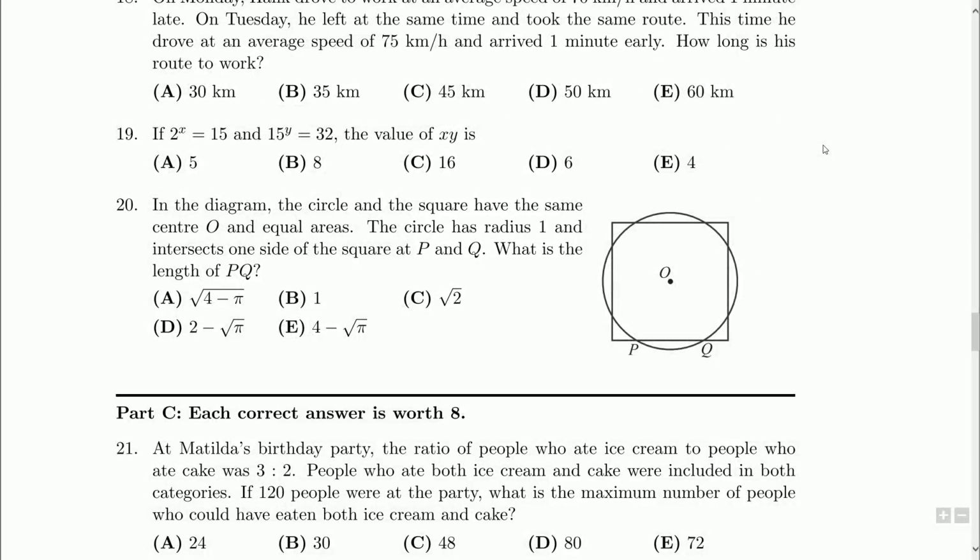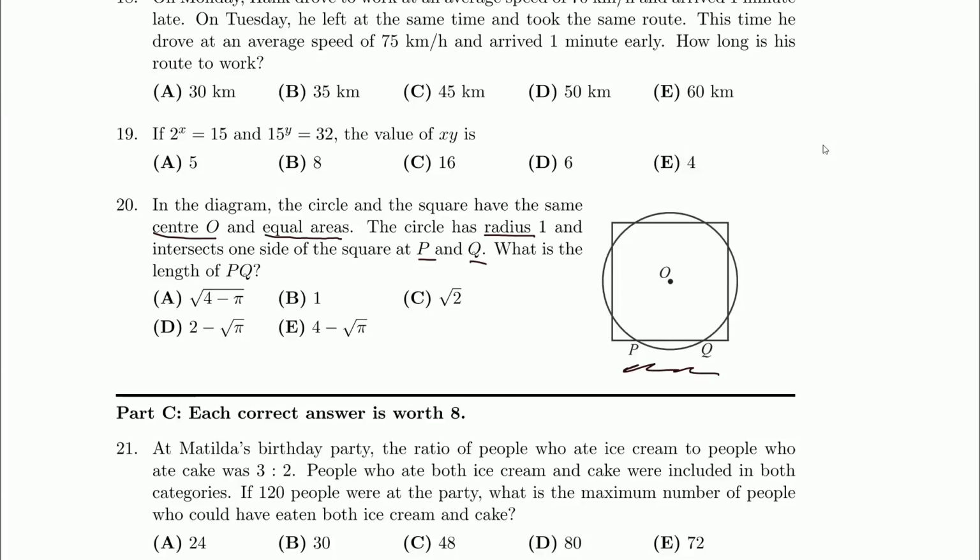In the diagram, the circle and square have the same center O and equal areas. The circle has radius 1. Well, if I know the radius, I can get its area, and if it has the same area as the square, I could do things like get the square's side length or perimeter. So the circle has radius 1 and intersects one side of the square at P and Q, the same P and Q shown down here. What is the length of PQ?